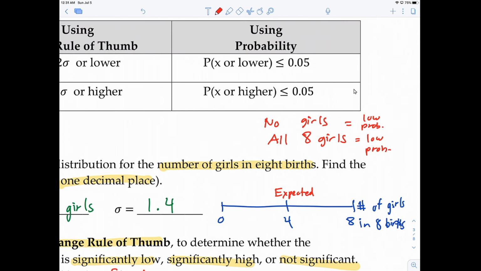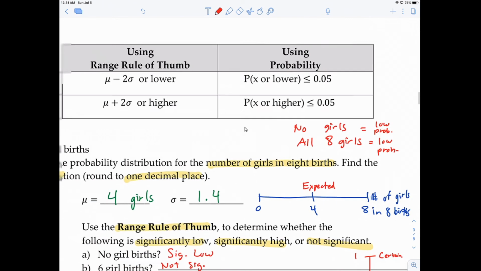It's because, when we're using probability to determine whether something is significantly low or high, we want to look at low probabilities. The event has to have a low probability in order to be significant. And the further we move away from what we expect, which is the mean, the lower the probability. When we move so far to the extreme, say 8 girls out of 8 births, that probability should be low, which would indicate that it's significantly high, right?